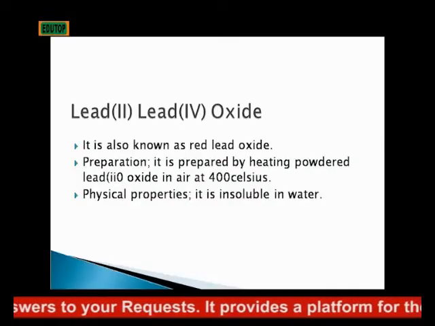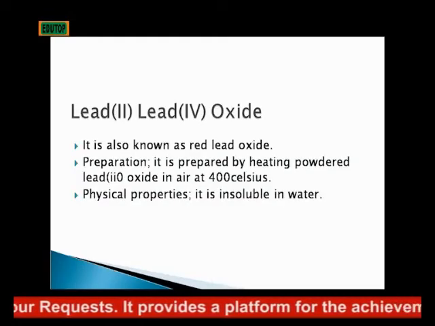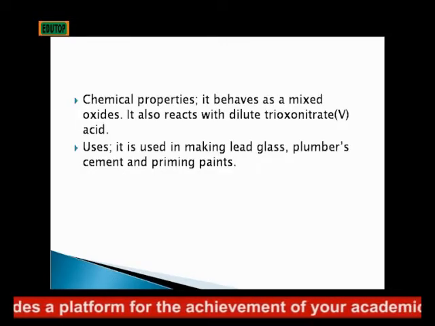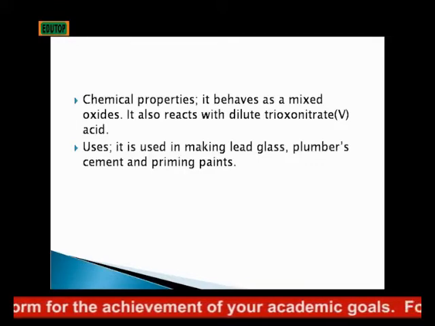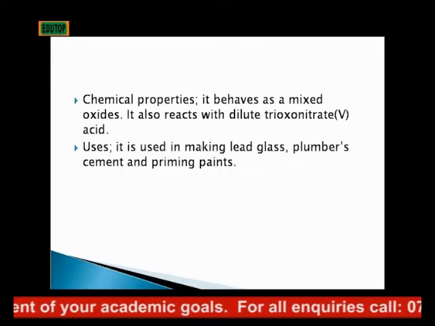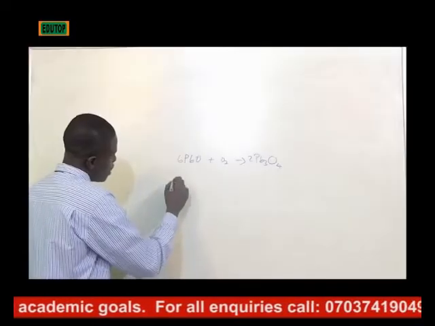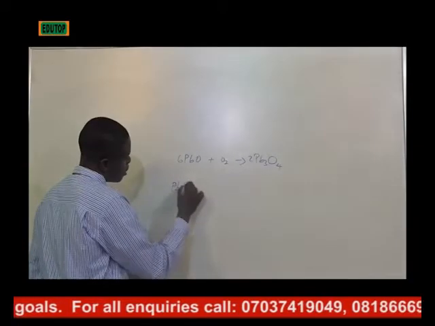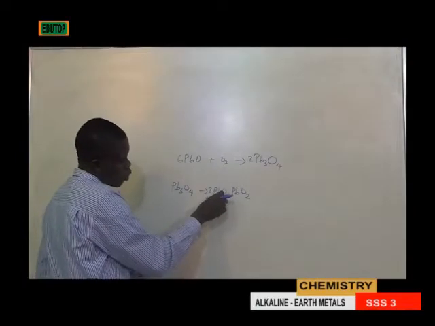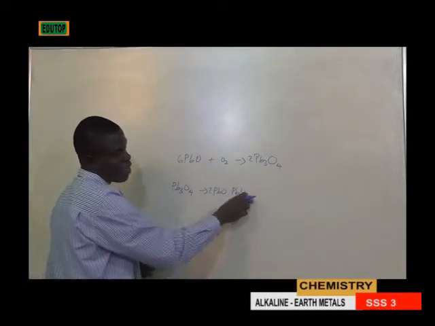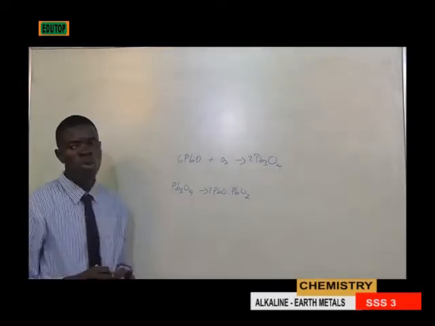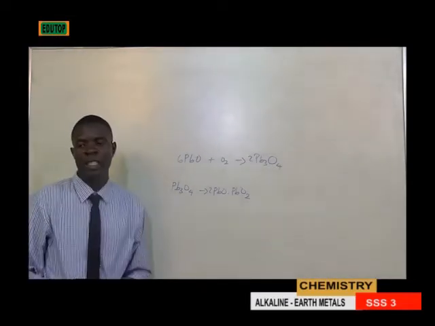Physical properties. It is insoluble in water. Chemical properties. It behaves as a mixed oxide. It also reacts with dilute trioxonitrate 5 acid. How it behaves as a mixed oxide is simply this. So here it's behaving as lead 2 oxide, here it's behaving as lead 4 oxide. That is why it is also known as lead 2, lead 4 oxide.